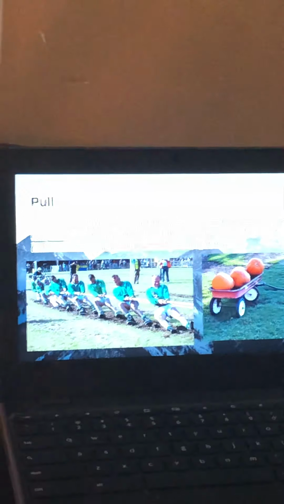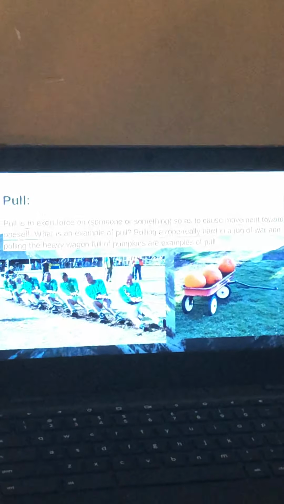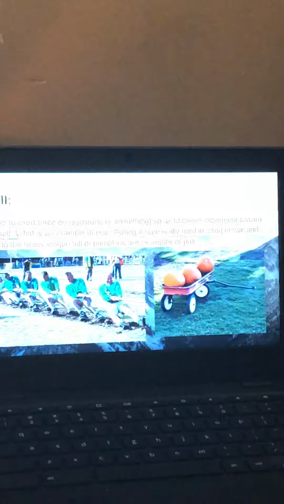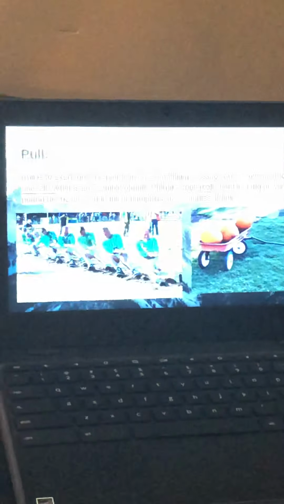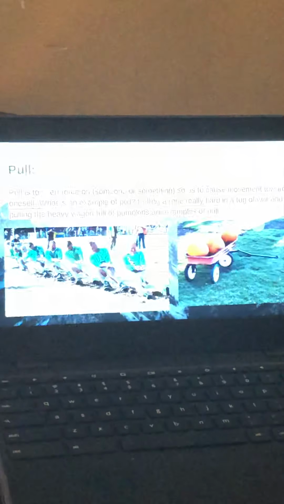Pull. Pull is to exert force on someone or something so as to cause movement toward oneself. What is an example of pull? Pulling a rope really hard in a tug of war, and pulling the heavy wagon full of pumpkins are examples of pull. So as you can see, we have some men pulling the rope really hard in a tug of war, really tight like that. And then we have a wagon full of pumpkins, which is heavy.